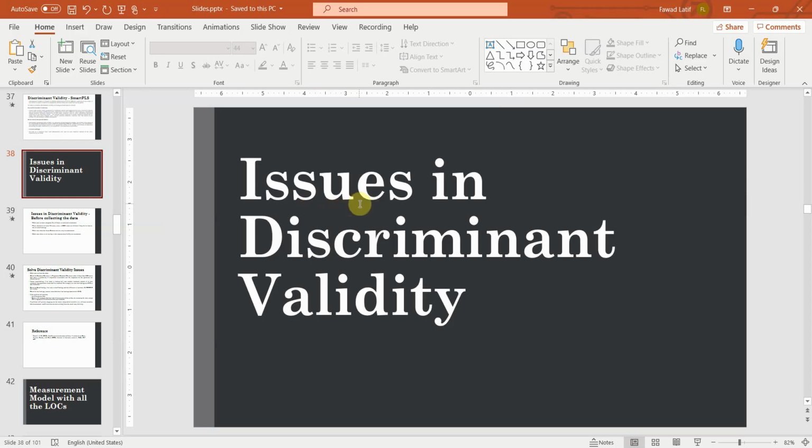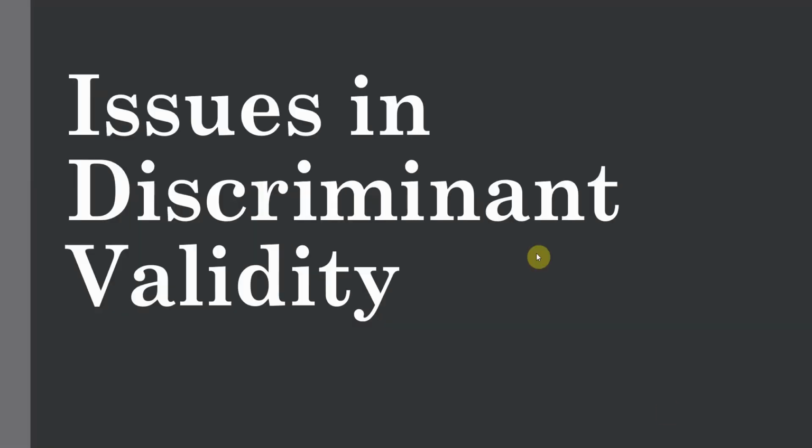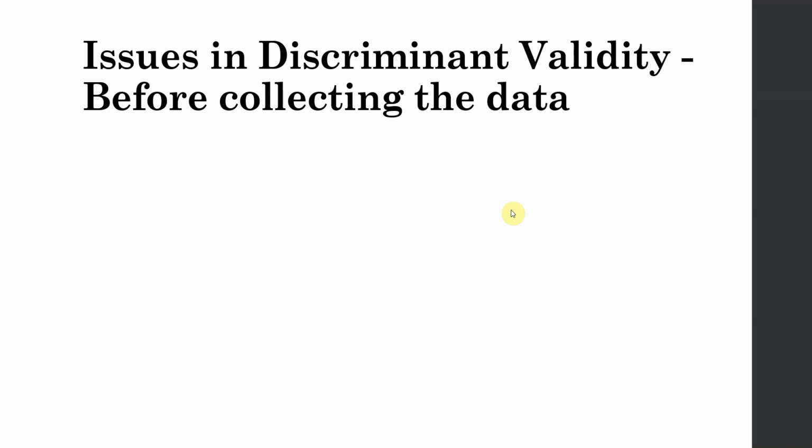What happens, or what shall be done, if there are issues in discriminant validity? So here are a few steps that one might take if you are facing issues in discriminant validity. Now what should you do before collecting the data? There are always precautions that must be taken before the data is actually collected.